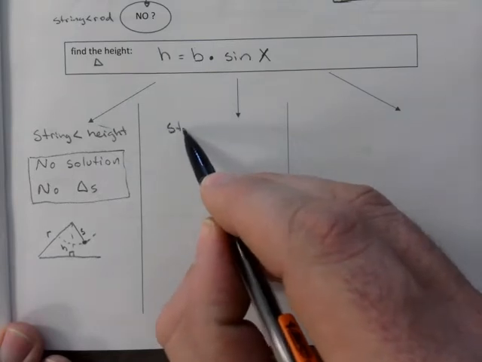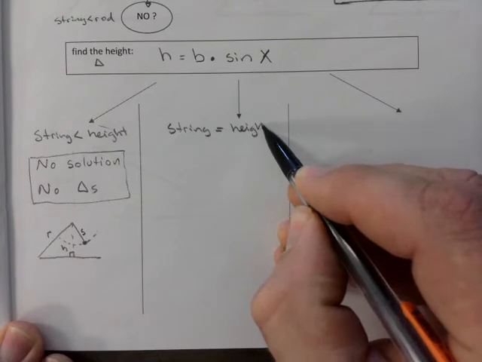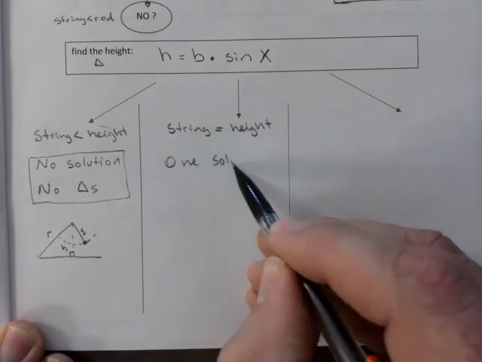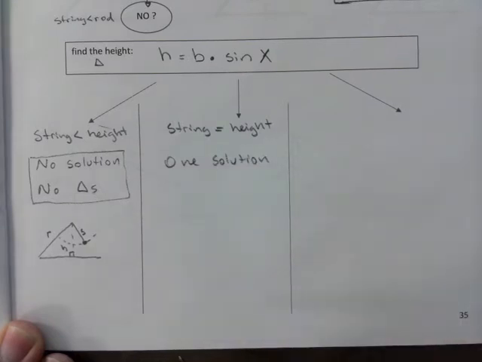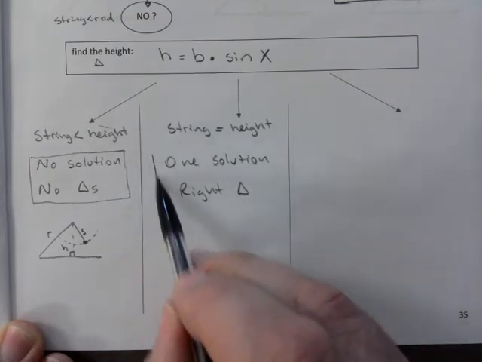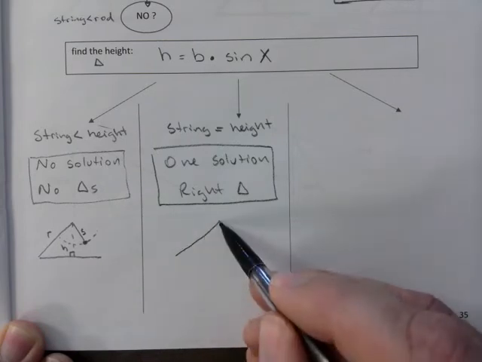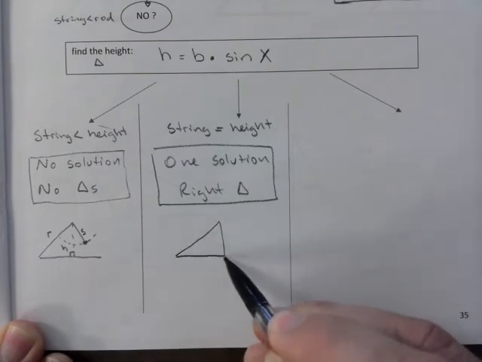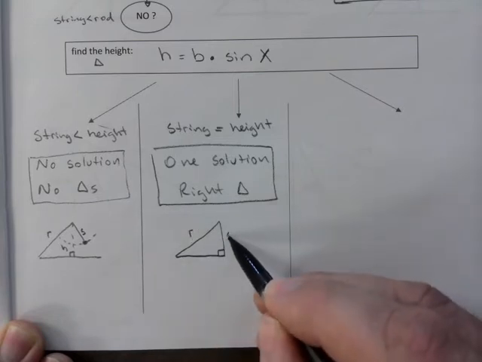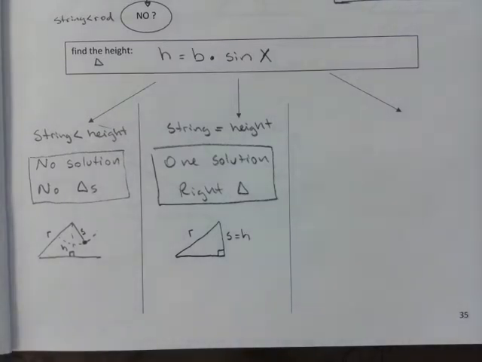The other one is if the string, the dangling part, is exactly equal to the height, how many triangles? One solution, right? It's at 90 degrees, it's a right triangle, specifically a right triangle. And it will look like this. This is your rod, and this is where the string is exactly equal to the height. I hope that makes sense.